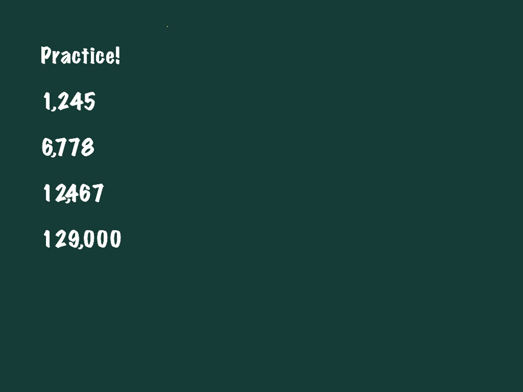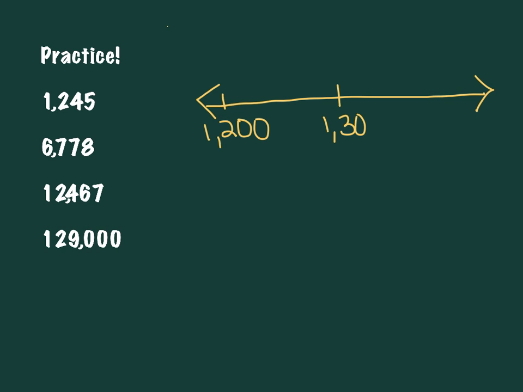If we have 1,245, and I were going to use a number line for that particular method, and let's say I had you rounding to the nearest 100 in this instance. So let's say we're going to put 1,200 here, we'll put 1,300 here, 1,400 here, just to give you an idea. So I've got the number 1,245. So that number is going to fall somewhere between 1,200 and 1,300.